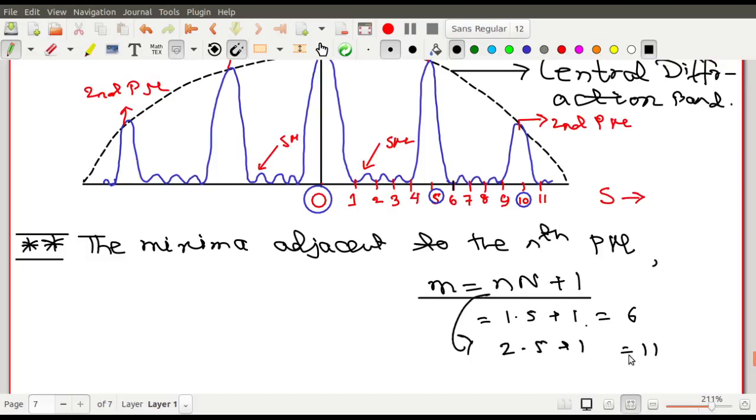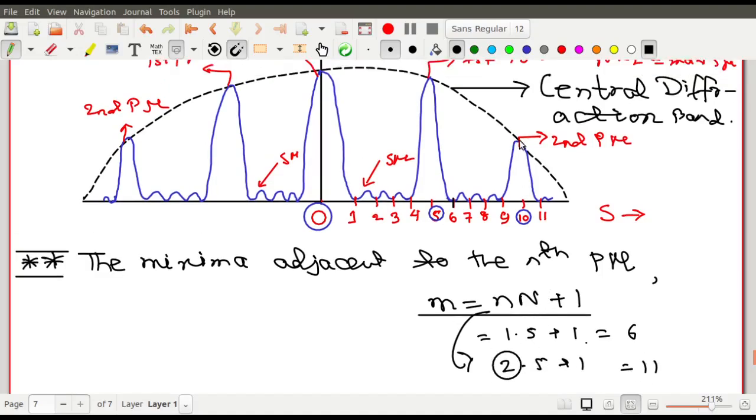So 11 is the minima number which is adjacent to the second maxima. Look, who is beside the second one, in place of the second, this 11, it is the 11. Got it? And if you put n equals 0, that is the 0th order, then it will be m equals 1. So this is also there, right? The minima adjacent to the nth maxima will be necessary in the classes of resolving power.